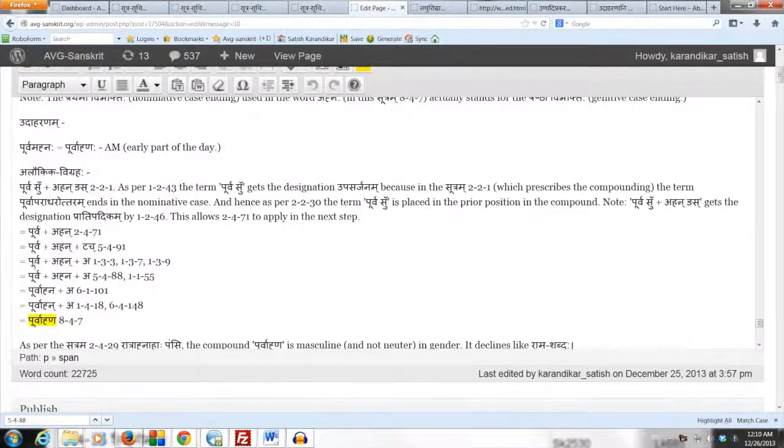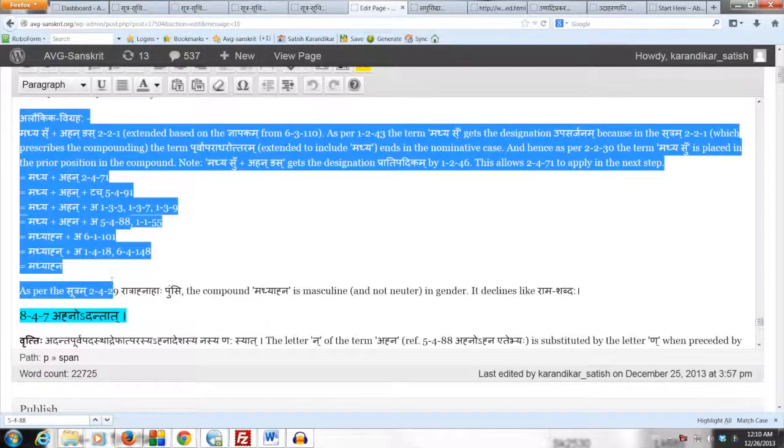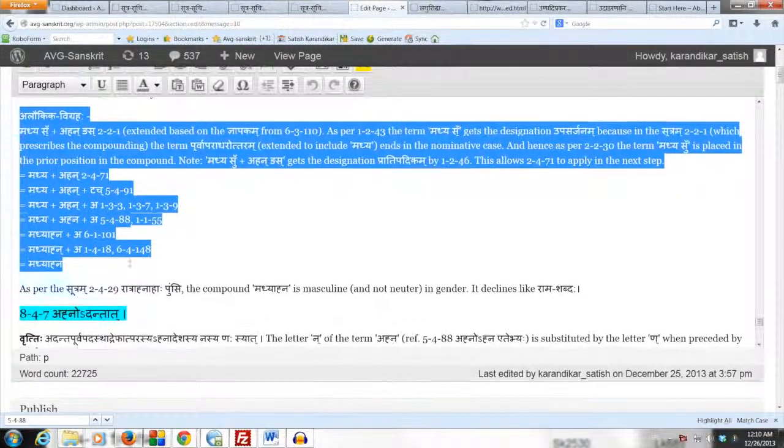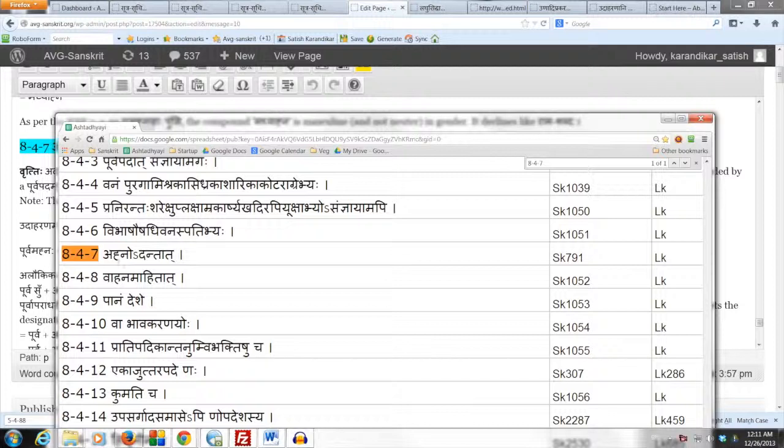We just derived the compound madhyanaha. Let us now similarly derive the compound purvanaha. The steps are similar to those that we used when we derived madhyanaha, except we need one more sutram in order to replace the letter na by the letter na. The sutram here is 8.4.7, ahno dantat.